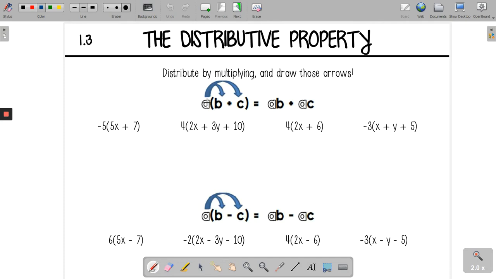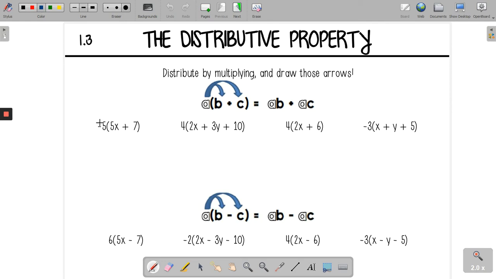So here, just for a generic, we're going to take A and multiply it by B. And then since it's addition, we're going to take it and add it to A times C. So let's look at some problems.